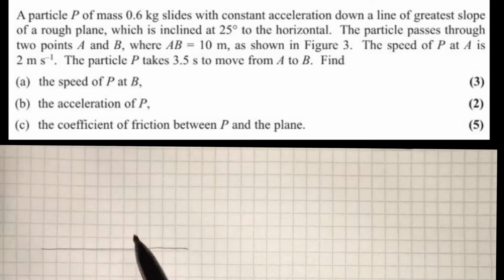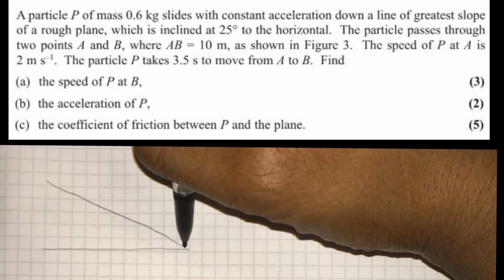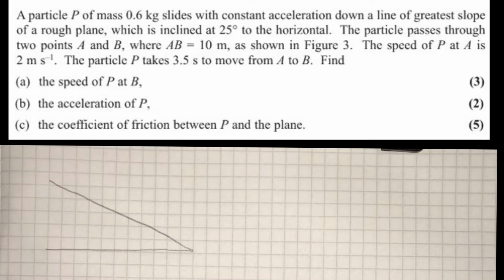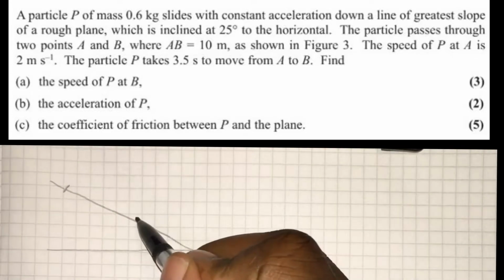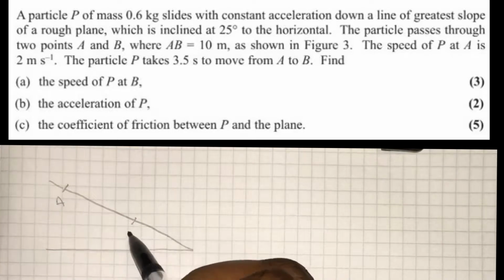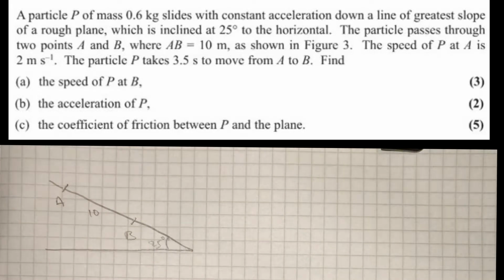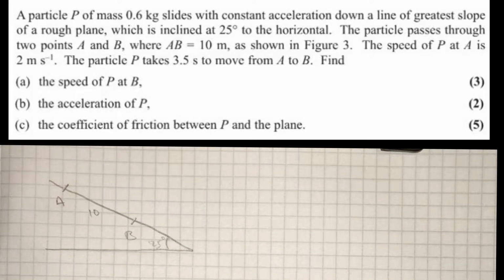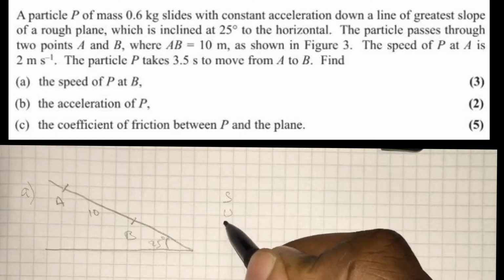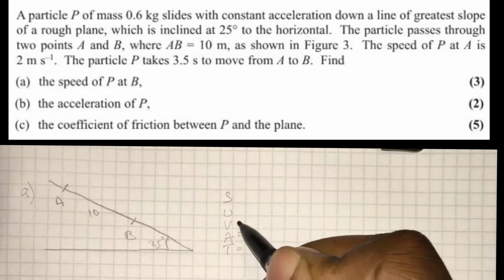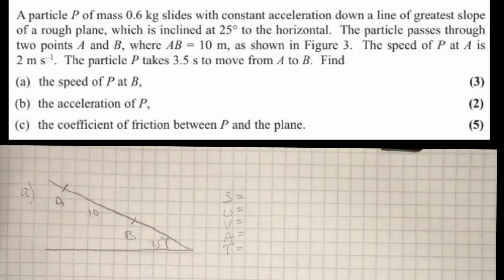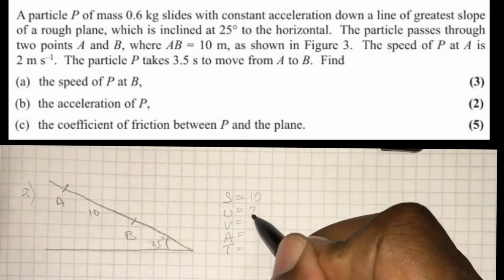Okay, so here we go again. So another dynamic particle on an inclined plane. Let's just make sure we get the diagram correct. So A and B are 10 meters apart. Incline of 25 degrees. Okay, and since it's a Suvat equation, let's just set out our variables and fill in what we know. So we know that it's 10 meters to cover.